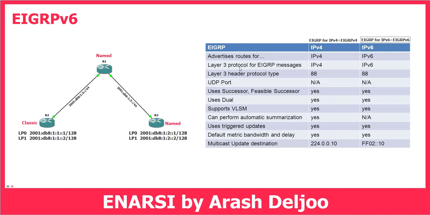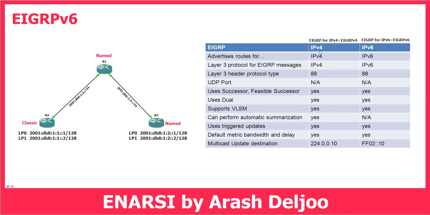After that, about the layer 3 protocol for EIGRP messages, you know that we are sending EIGRP messages directly over IPv4 and EIGRPv6 messages directly over IPv6. The layer 3 header protocol type is 88, as I have shown you, and again for IPv6 we are using the same protocol number. After that, about the UDP port, you know that neither EIGRP for IPv4 nor EIGRP for IPv6 use UDP. Actually, they are sending their traffic directly over IPv4 or IPv6.